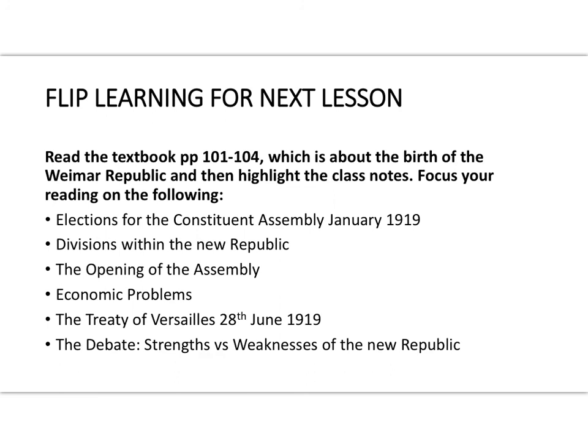When I see you next, which will be, I think, Monday, we will move into the next topic, which is the birth of the Weimar Republic. We'll get on to the Constituent Assembly that met on the 12th of January. We'll talk about the way in which the new republic was divided, the opening of the Constituent Assembly, the economic problems that the new republic faced in the first 6 months in particular, following the end of the war, and then the eventual Treaty of Versailles of the 28th of June 1919.